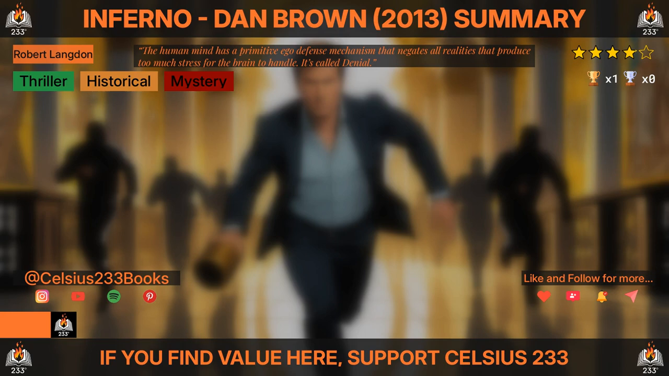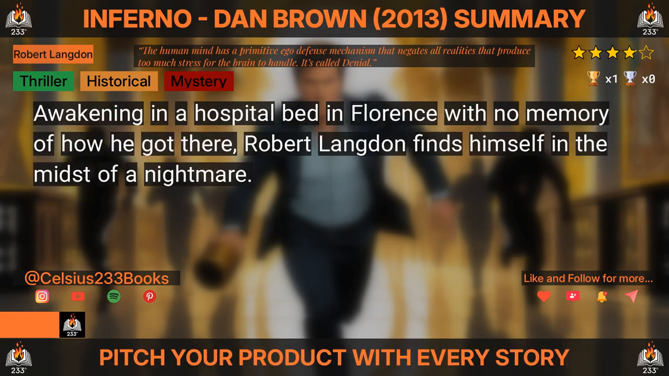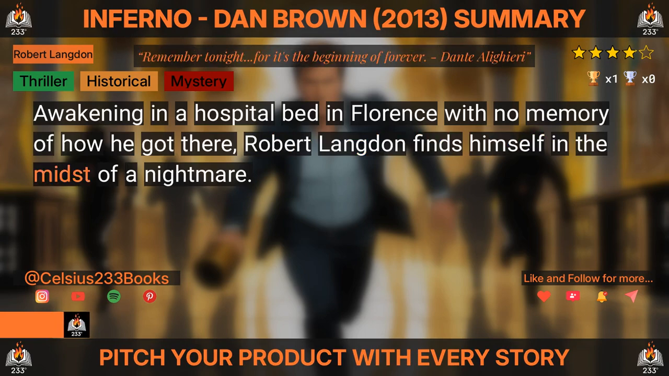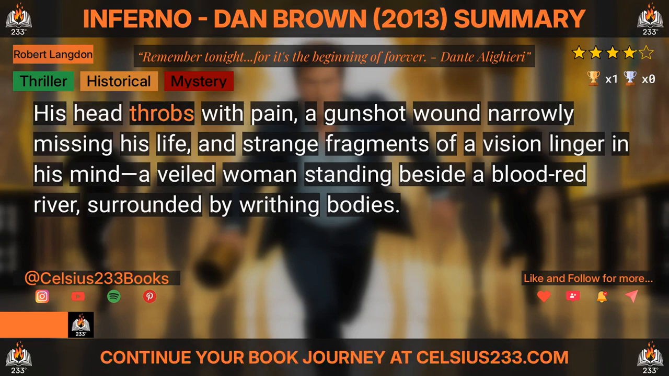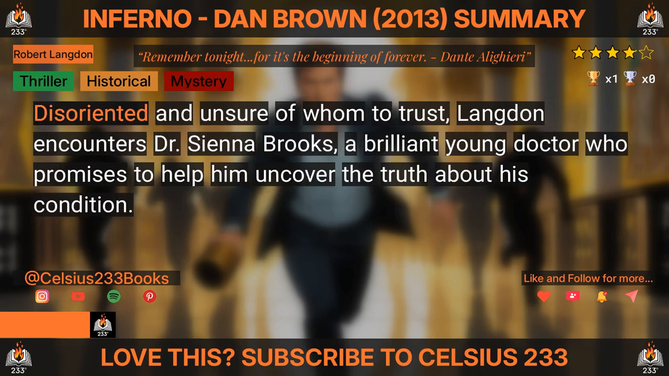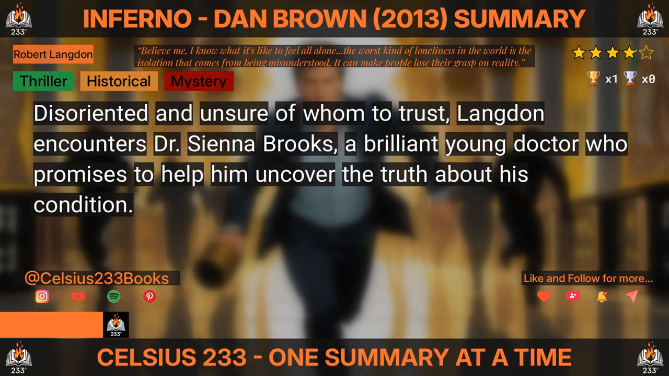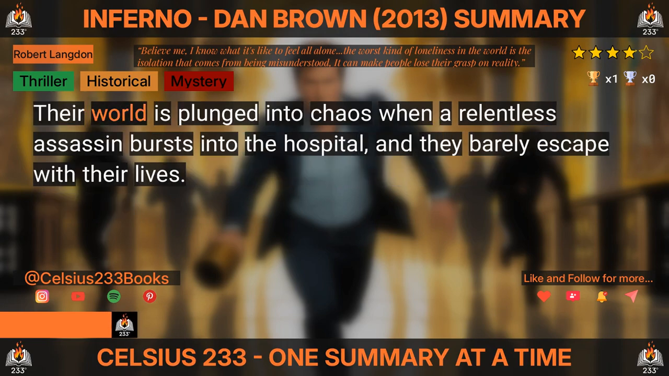Plot summary: awakening in a hospital bed in Florence with no memory of how he got there, Robert Langdon finds himself in the midst of a nightmare. His head throbs with pain, a gunshot wound narrowly missing his life, and strange fragments of a vision linger in his mind. A veiled woman standing beside a blood-red river, surrounded by writhing bodies. Disoriented and unsure of whom to trust, Langdon encounters Dr. Sienna Brooks, a brilliant young doctor who promises to help him uncover the truth about his condition.